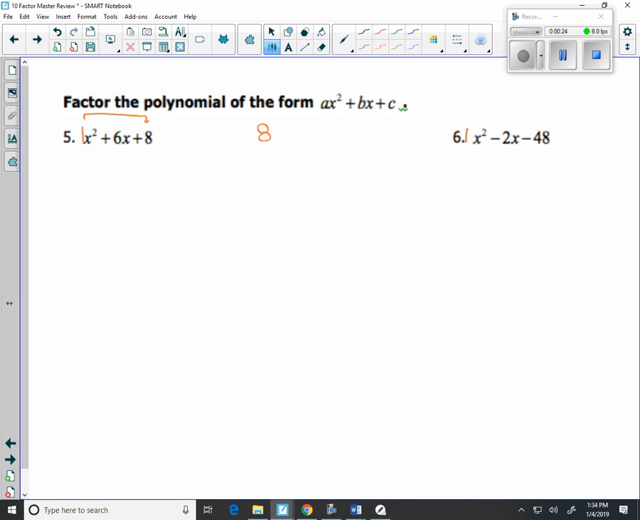I need 2 numbers that multiply to 8 and add to 6, add to that middle number. So I'm going to do my factor tree for positive 8. And everything's positive, so I don't need to introduce any negatives here. So 8 is 1 and 8, and 2 times 4. And 3 doesn't go into 8. And then I'm back to 4, and I already used 4, so I'm good. That's my whole factor tree for 8.